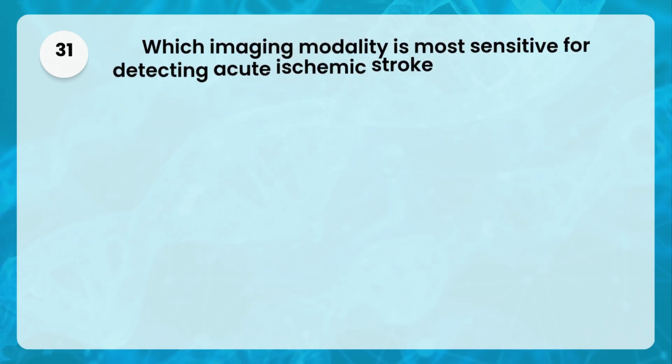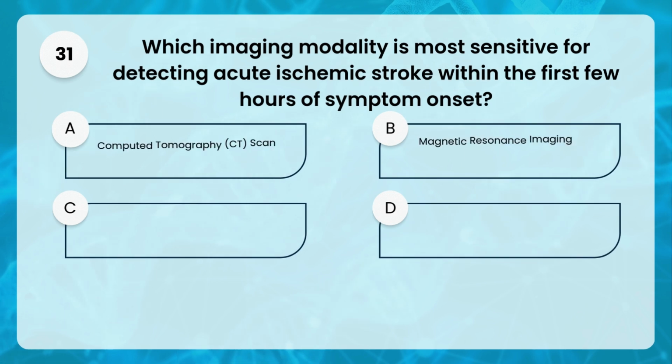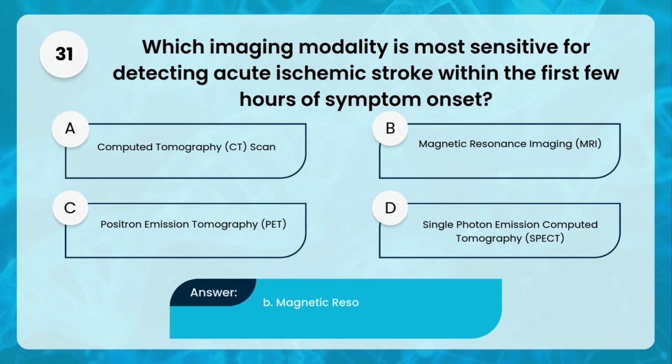Number 31. Which imaging modality is most sensitive for detecting acute ischemic stroke within the first few hours of symptom onset? A. Computed tomography, CT scan. B. Magnetic resonance imaging, MRI. C. Positron emission tomography, PET. Or D. Single photon emission computed tomography, SPECT. The answer is B. Magnetic resonance imaging, MRI.